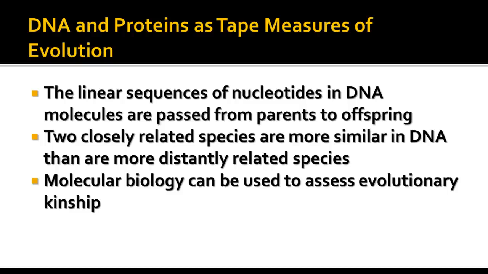Now, the linear sequences of nucleotides are passed on from parents to offspring. And when you look at related species, you're going to see more similarities in the DNA than you see in more distantly related species. And so we can use that to figure out evolutionary kinship. And so we'll talk more about that as we look at DNA later on and as we look at relationships between different groups of organisms. And that's all we have about proteins and DNA.